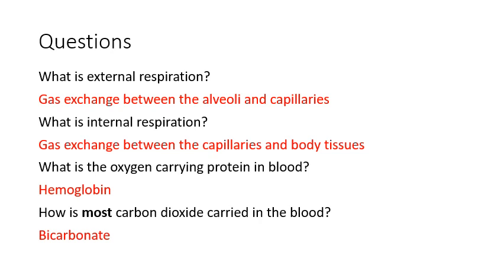Right, and so there's your answers. External respiration is the gas exchange between the alveoli and the capillaries associated with the alveolar sacs. Internal respiration is gas exchange that happens between body systemic capillaries and body tissues. Most of the oxygen in your blood is going to be carried by the hemoglobin protein, and most of the carbon dioxide in your blood is going to be carried in the form of the bicarbonate ion.